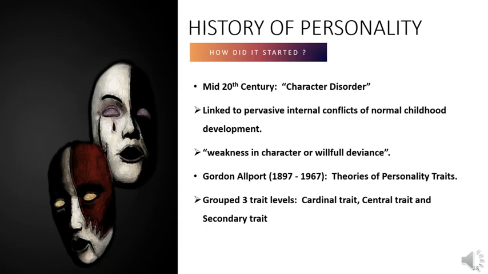Secondary trait are sometimes related to attitudes and preferences. These are characteristics seen only in certain circumstances, such as public speaking anxiety and impatience while waiting in line.